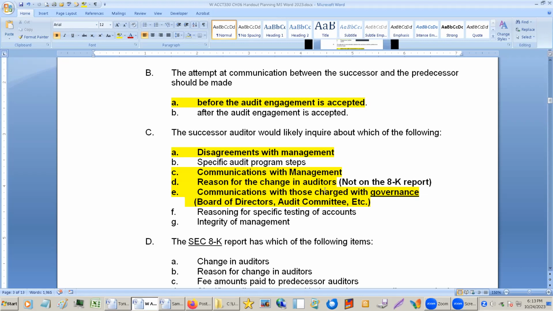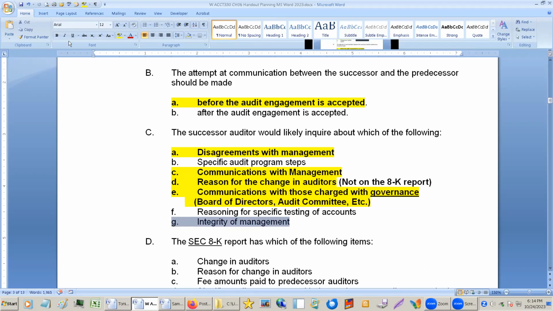How about F? Reasoning for specific testing of accounts. Probably not. You're going to figure out what accounts you need. There's going to be a whole process, and we'll talk about that in a little bit, of how you come up with what needs to be done and what needs to be tested.